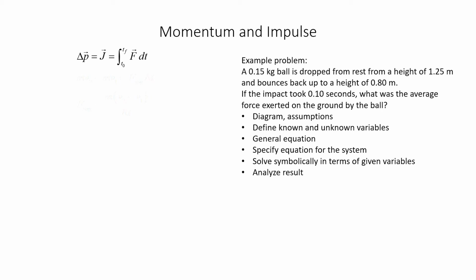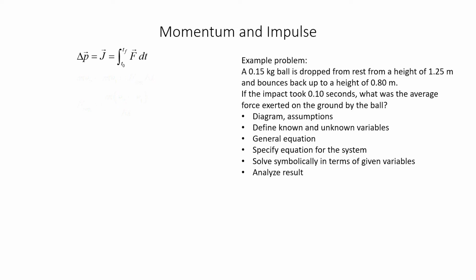Let's do another example. A 0.15 kilogram ball is dropped from rest from a height of 1.25 meters, bounces back up to a height of 0.80 meters. If the impact took 0.10 seconds, what was the average force exerted on the ground by the ball?